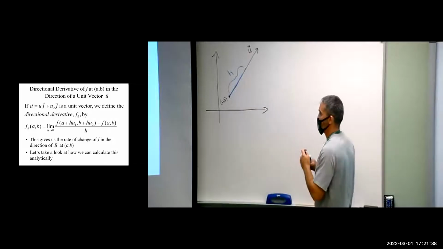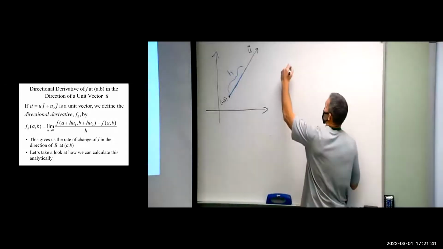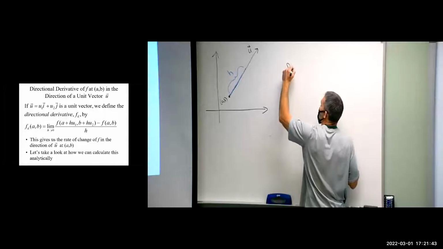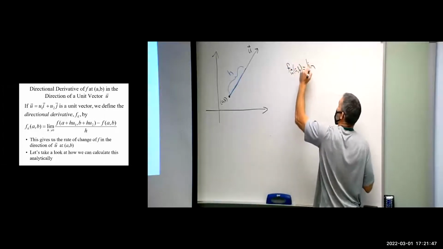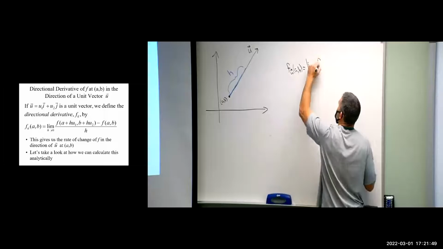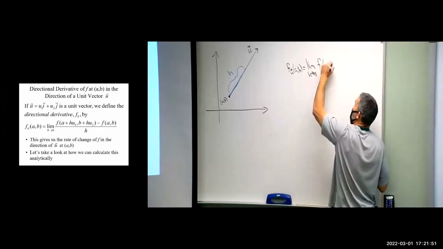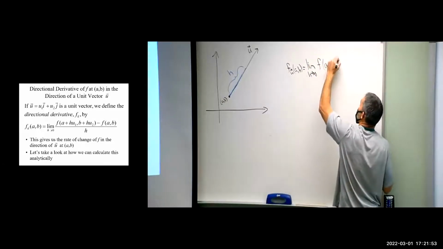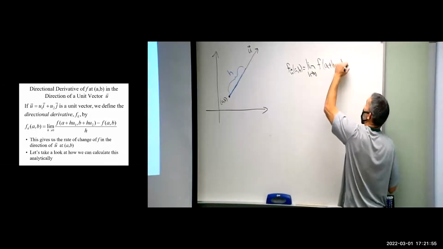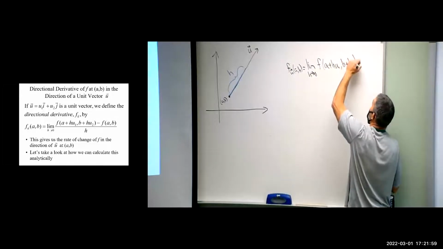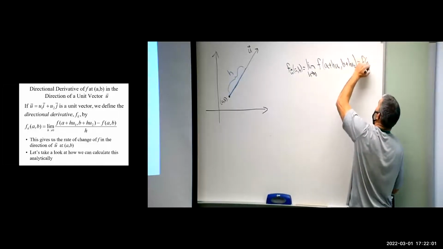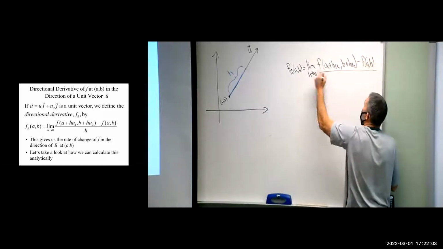And we've got our limit definition. So the derivative of f in the direction of u at (a, b) is the limit as h goes to 0 of f of (a plus h u1, b plus h u2) minus f of (a, b), all over h. This is just the definition. You do not need to know this, but there's something I want to show you.